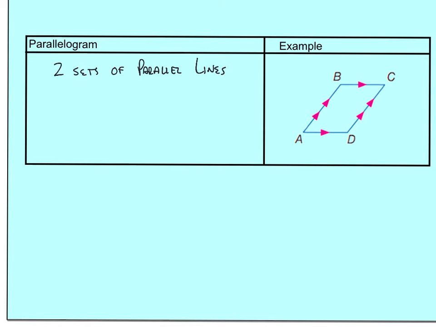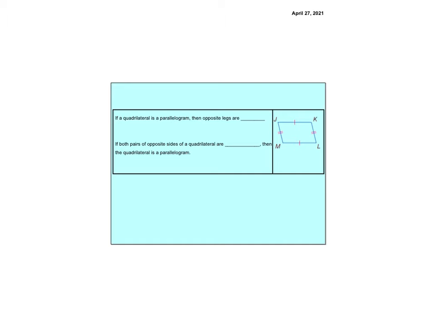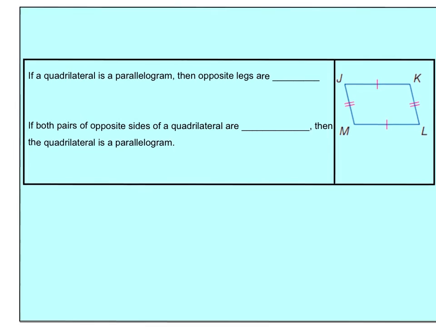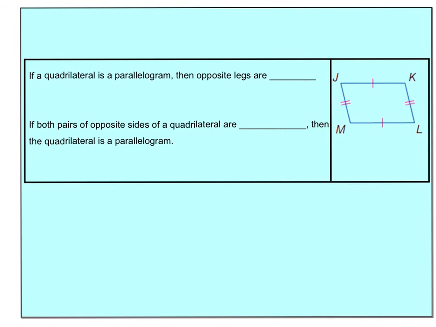So an example here, you have AD is parallel to BC, and you have AB is parallel to DC. So you have two sets of parallel lines. That's kind of a big idea of a parallelogram. You have two sets of parallel lines. That's the big one. So opposite sides are parallel.